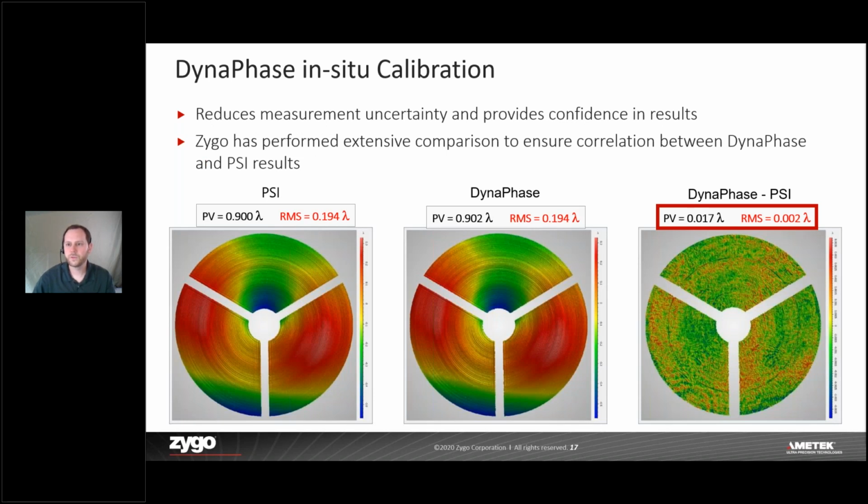By accounting for those residual errors caused by introducing that carrier fringe, we can be confident that our results will match a conventional PSI or Q PSI measurement. Here on the left, we have a PSI measurement. In the center, we have a Dynaphase measurement. And on the right, we have the difference between them. You can see how well those different measurements correlate once that calibration is applied. Okay, at this point, I'm going to switch over to take a look at a live Dynaphase measurement.